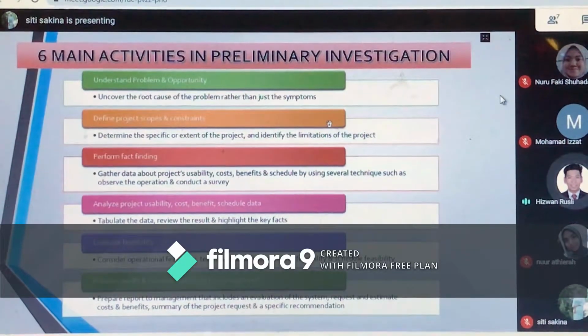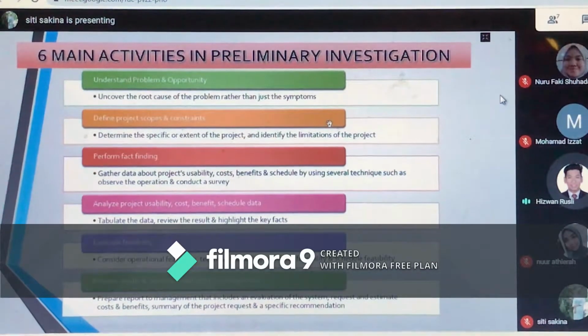Okay, for the question, since the preliminary investigation is considered a crucial step for any project, explain the main activities to be carried out during the preliminary investigation. Okay, the first one is understand the problem and opportunity.